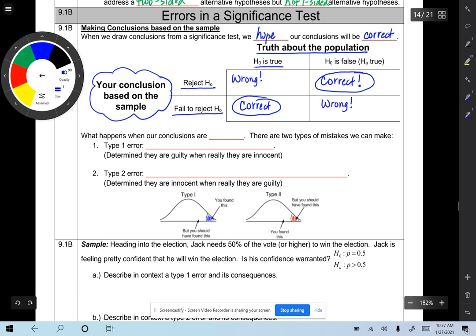And so there are special names for these types of errors. The first one, when you reject the null hypothesis when the null hypothesis is true, is called a type 1 error. And when you fail to reject the null hypothesis when the null hypothesis is false, is a type 2 error.